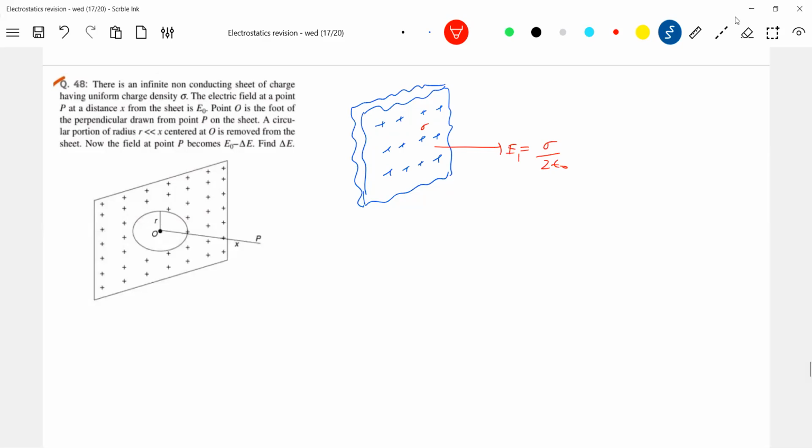That's what we know. For this, if you add a circular disk, because that all is made, no? A portion of radius r. Okay, please read the question. A circular portion of radius r very much less than x, centered at O, is removed from the sheet. Now the field at point P becomes E naught minus delta E. Find that delta E, it is asking.